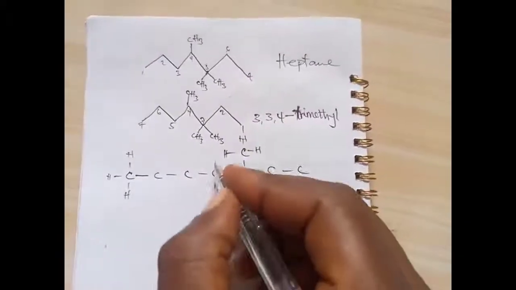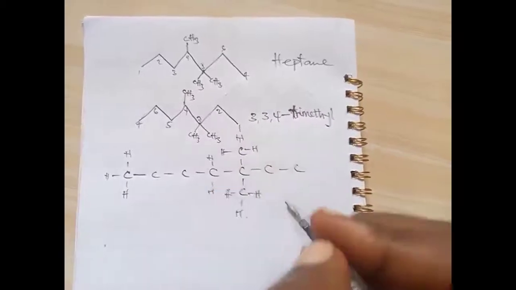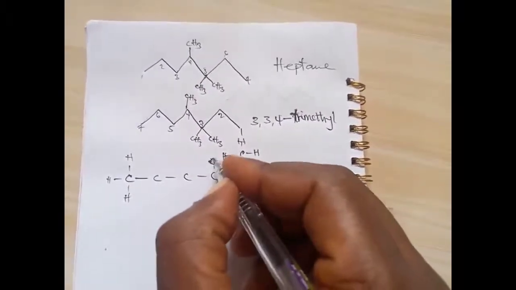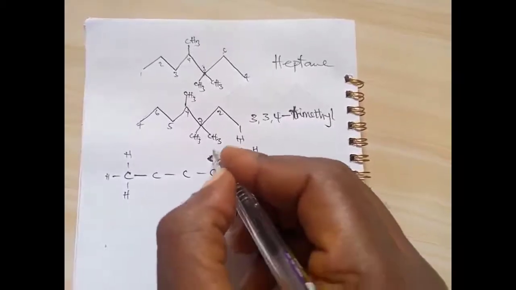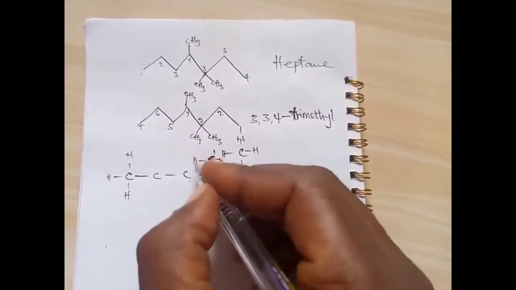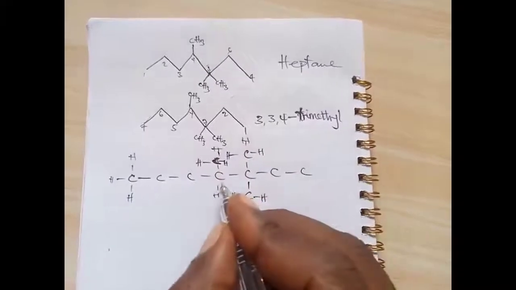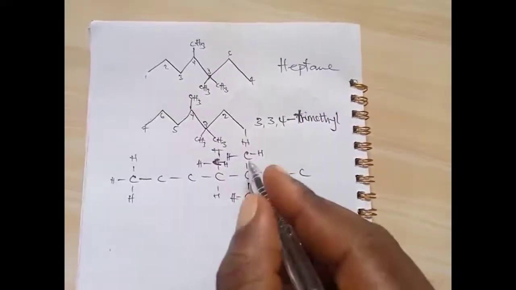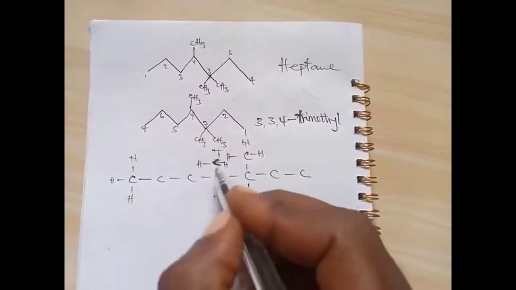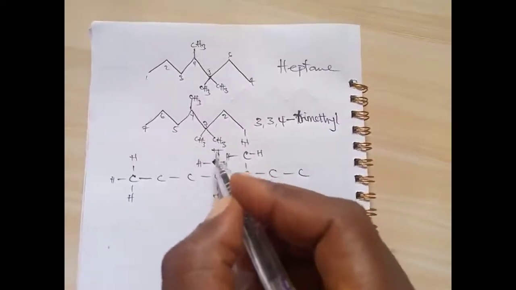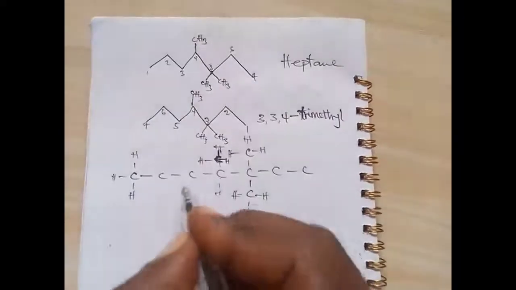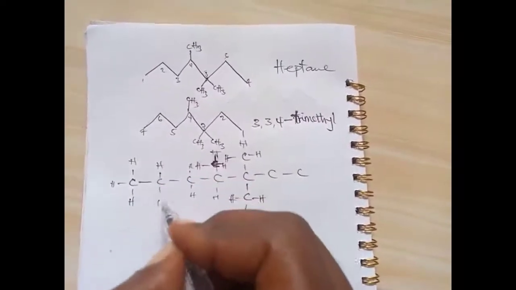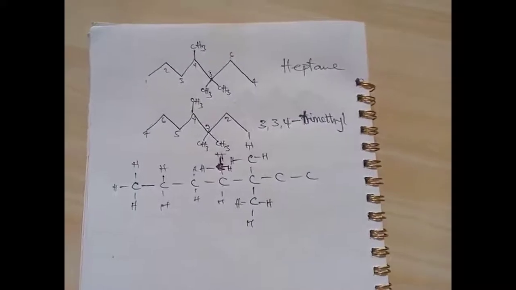So the rest are now at the 4th carbon atom, which carries only one methyl group. The 4th carbon atom carries only one methyl group. The 3rd carbon atom carries 2. That's this. The 4th carbon atom carries 1 methyl. So the rest is now just 1 hydrogen, 1 hydrogen. So that's to open it up.